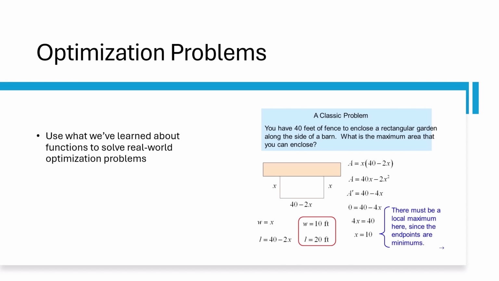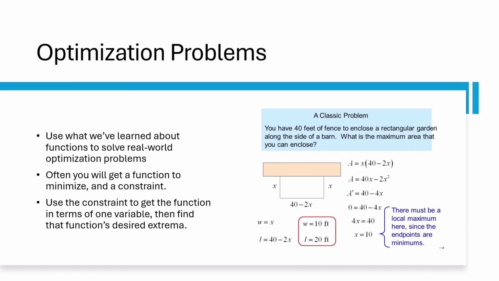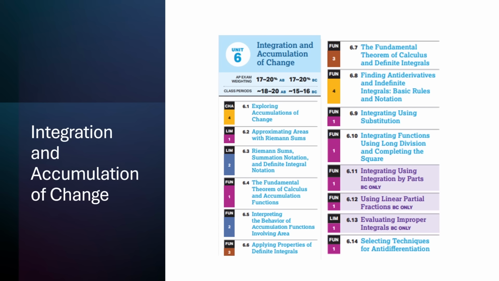The skills we've learned so far can be applied to optimization problems. Usually with an optimization problem, you'll get two equations, one that you're trying to maximize or minimize, and the other that gives you a constraint on two variables. You use the constraint to get the first function in terms of one variable, and then you can use the first derivative or second derivative test to find that function's extrema. From there, you find the global or local max or min and solve whatever the question is asking you for.